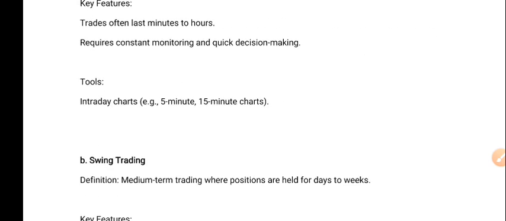The tool is just the intraday chart. What do you mean by intraday chart? It's the 5 minutes chart. You need to be observing the 5 to 15 minutes chart or even the 30 minutes chart. But the 5 to 15 minutes is going to be okay for you because it allows you to stay for some time, then you're out of the trade.